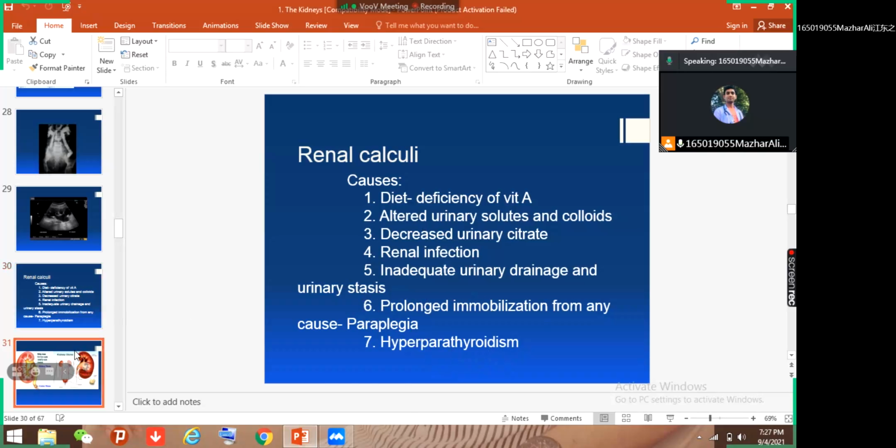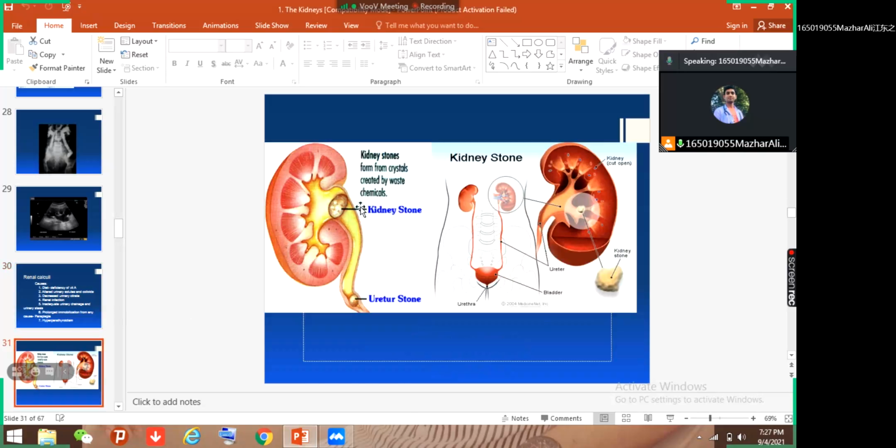Now this is about the kidney stone. You can see in the picture, this is the renal pelvis, these are the pyramids, this is the renal cortex, and this is a minor calyx and this is a major calyx. So here stone formation occurs. This is the pelvis and this is the ureter, and in this ureter there is a formation of stone. You can see in this picture as well, a kidney stone in the minor calyx. This is a major calyx. The stone forms here and then comes into the pelvis. So this is a cut section of the kidney.